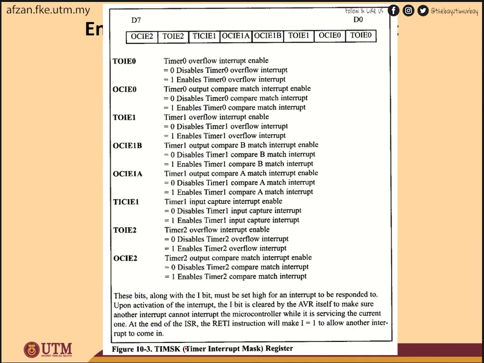So this is your TIMSK. TIMSK stands for Timer Interrupt Mask Register. It is also 8 bits wide. You see here, you have TOIE0, OCIE0 until OCIE3. Every time you see a bit ending with 0, you know that you're going to use timer 0. If you see 1, 1B, 1A and 1, this is for timer 1. And when you see 2 at the end of the bit name, you know that it is for timer 2.